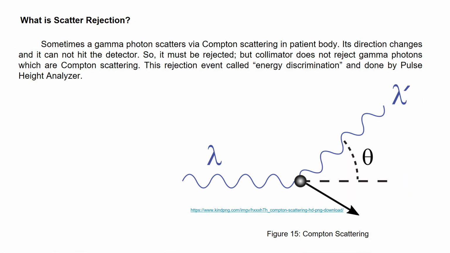Before I mention the parameters, I want to explain what scatter rejection is. Sometimes a gamma photon scatters via Compton scattering in the patient's body. Its direction changes and it cannot hit the detector, so it must be rejected, but the collimator does not reject gamma photons which are Compton scattered. This rejection event is called energy discrimination and is done by the pulse height analyzer.